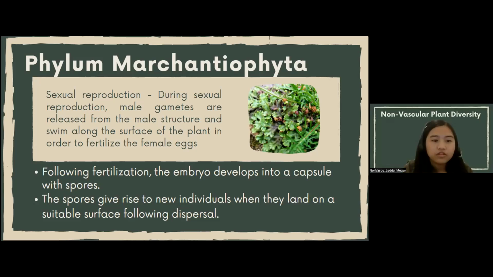In sexual reproduction, liverwort gametes are contained in miniature umbrella-like structures that grow from the thallus. During sexual reproduction, male gametes are released from the male structure and swim along the surface of the plant in order to fertilize the female eggs. Following fertilization, the embryo develops into a capsule with spores. The spores give rise to new individuals when they land on a suitable surface following dispersal.